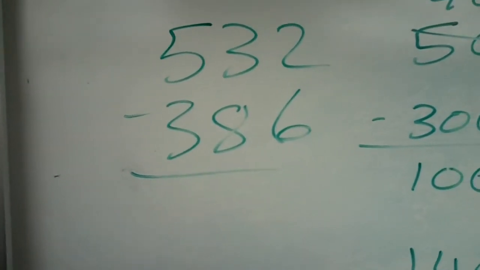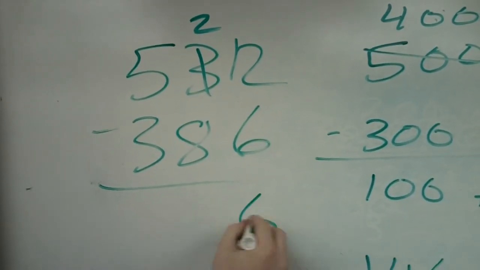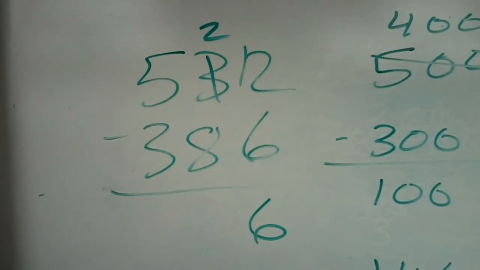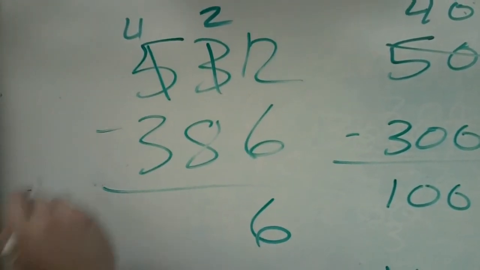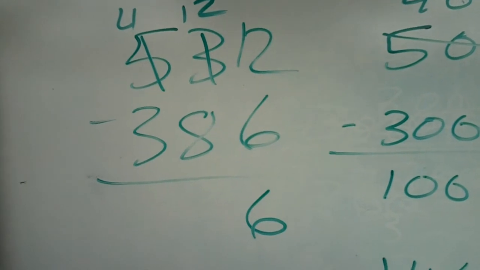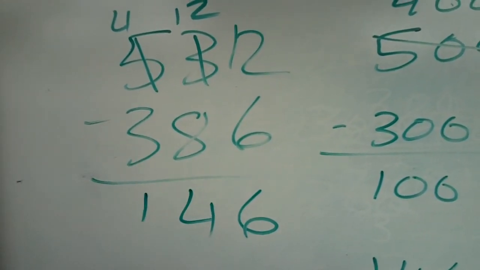So now we'll look at it in the normal problem here. 2 minus 6 can't do. Borrow from the tens, bring over the 1. 12 minus 6 is 6. Okay, now I go back. I can't do 2 minus 8. So again, I have to borrow from the next place over. I get 4 out of 5, and 12 minus 8 is 4. 4 minus 3 is 1. I get the 146.